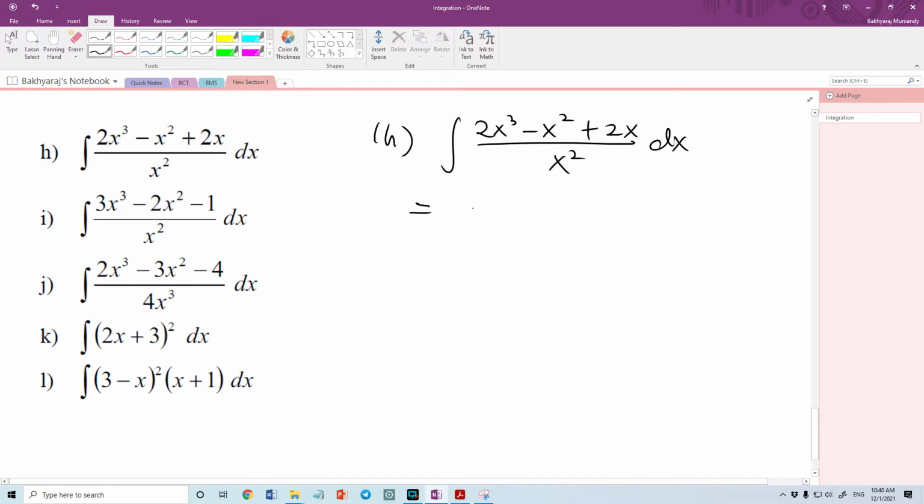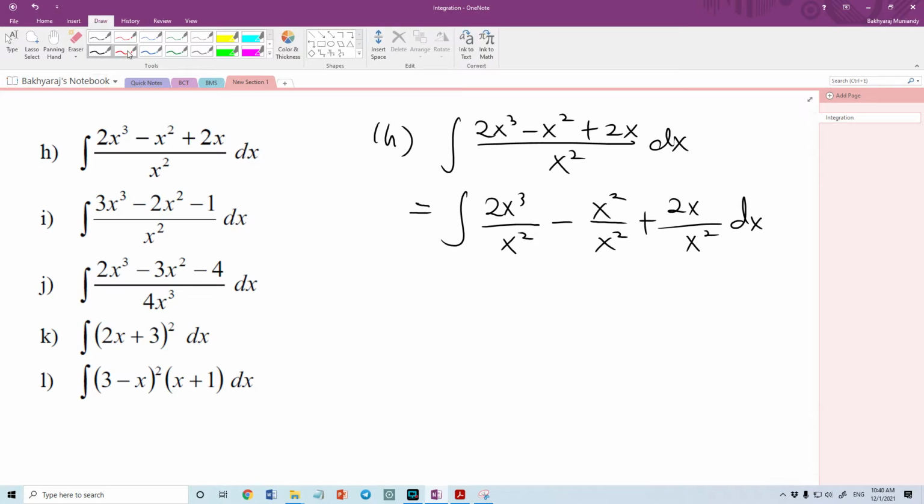Here you have 2x to the power of 3 divided by x squared, so you just split the fraction. Minus x squared over x squared, plus 2x divided by x squared, dx. By doing this, we can simplify the x. So you cancel, and here remains 1. This one all cancels, and this part you get 1 here. The x is in the denominator.